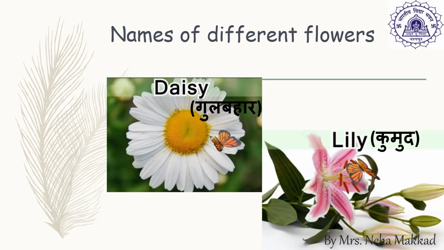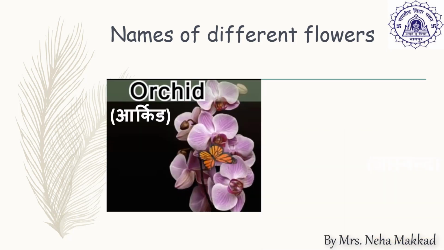The next flower is lily. It is also known as kumud in Hindi and lily is also used for making bouquets and presenting to people. It is a very decorative flower. The next flower that we are going to study is orchid. Orchid also is used for decoration and making bouquets. The Hindi name is also the same. Its color is pink and purple, and as I said, it is used mainly for making bouquets and for decoration purpose.